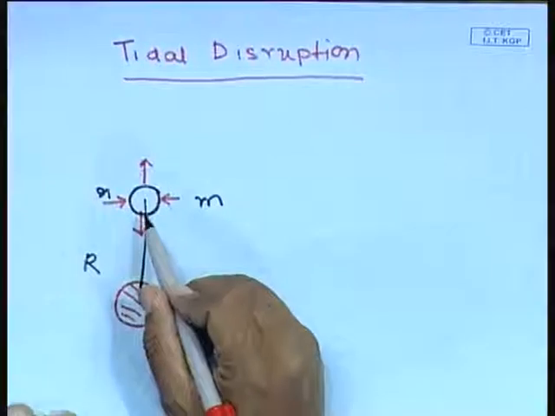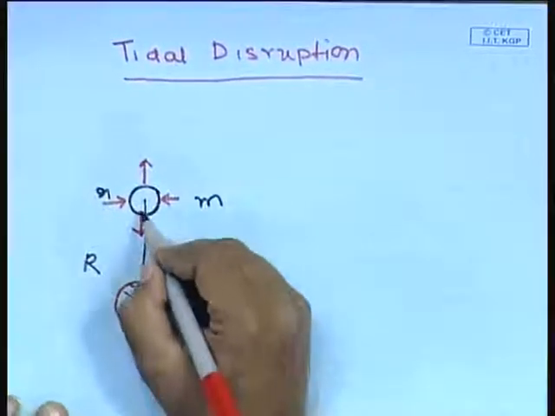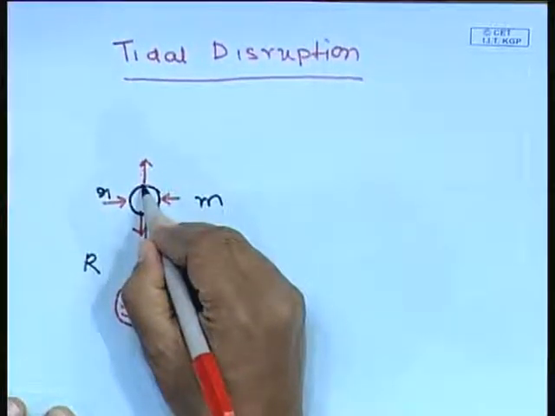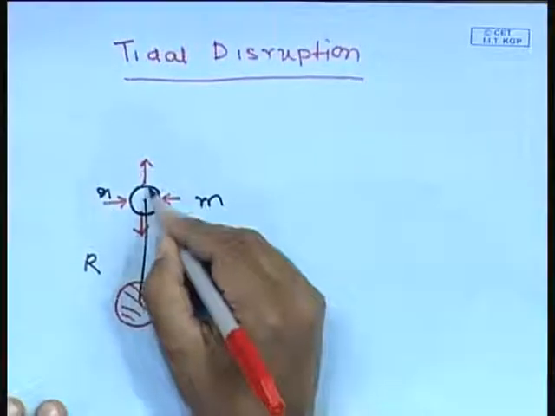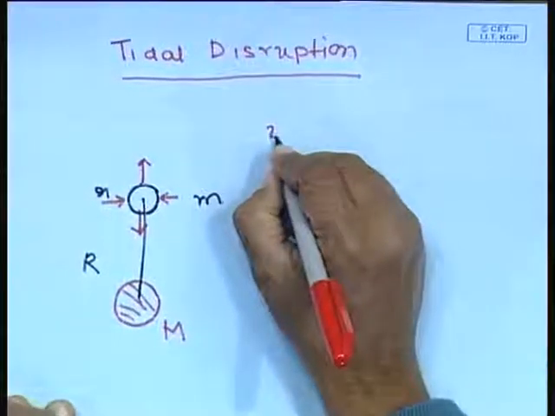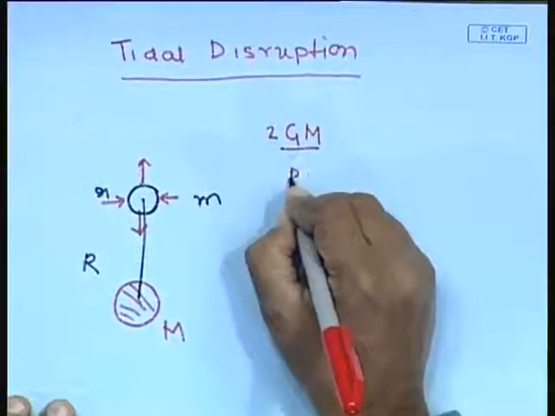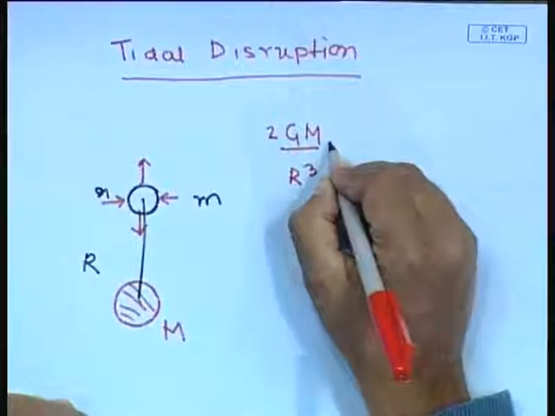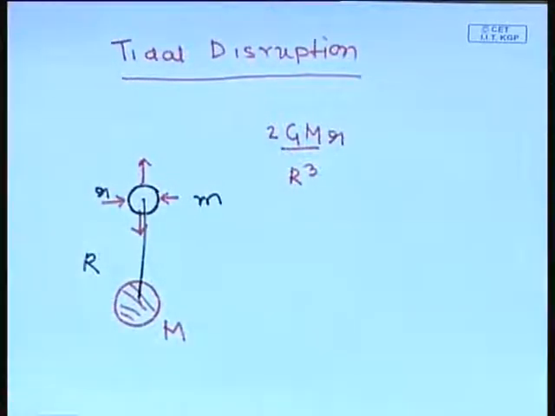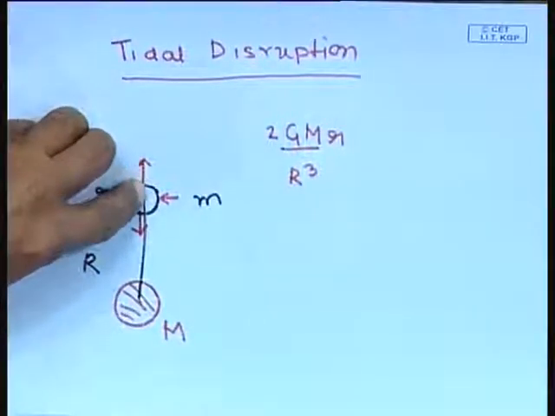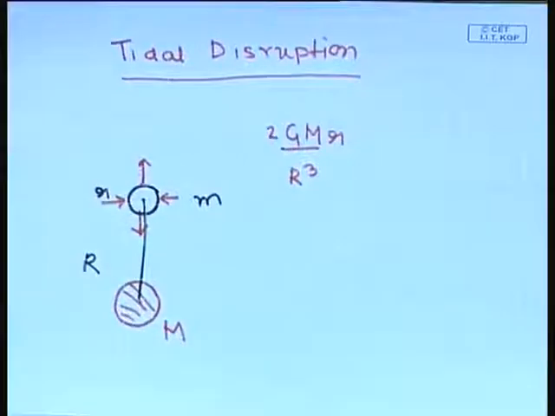So the relative acceleration between the center and this surface, this test particle here, is 2GM by R cube into r. So that is the acceleration due to the force that is trying to pull it apart. So the upper surface is moving away from the center with this acceleration.